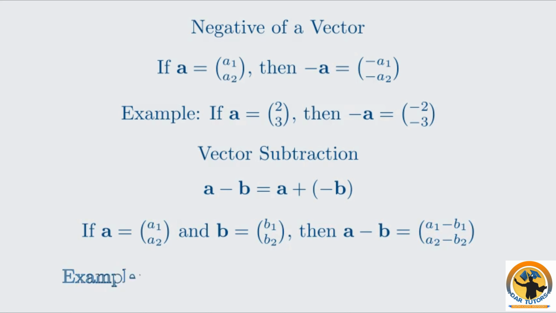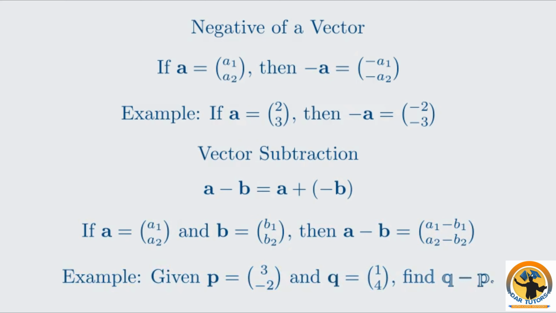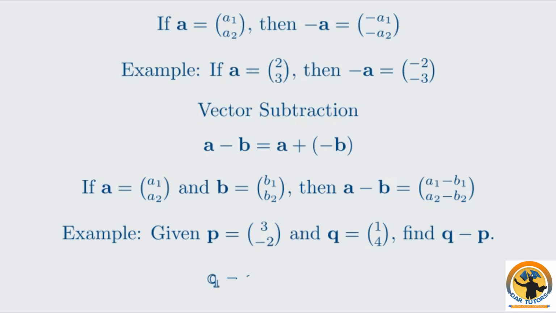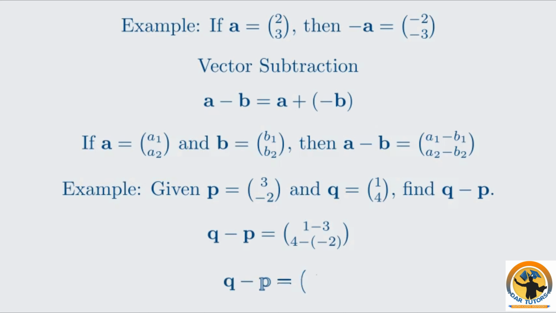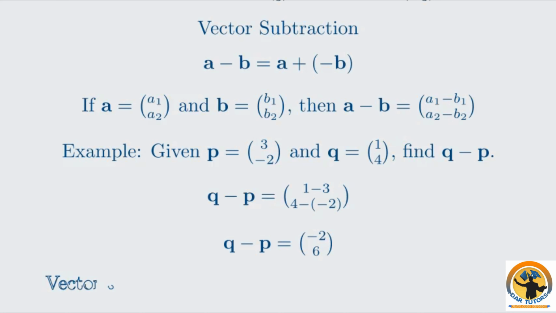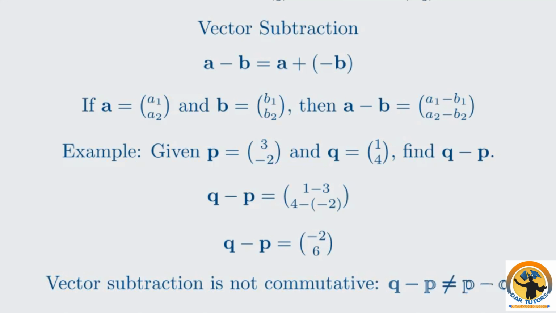Let's try an example. Given P equals 3, minus 2, and Q equals 1, 4, find Q minus P. We subtract the components of P from the components of Q. The x component is 1 minus 3, and the y component is 4 minus negative 2. This gives us the vector minus 2, 6. Remember that vector subtraction is not commutative. Q minus P is not the same as P minus Q.